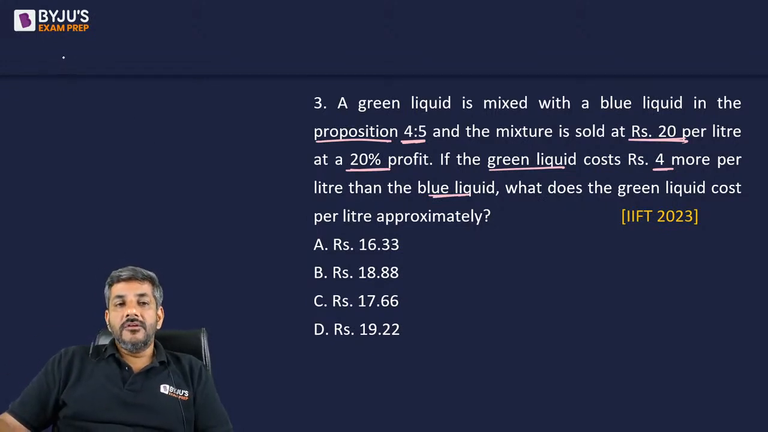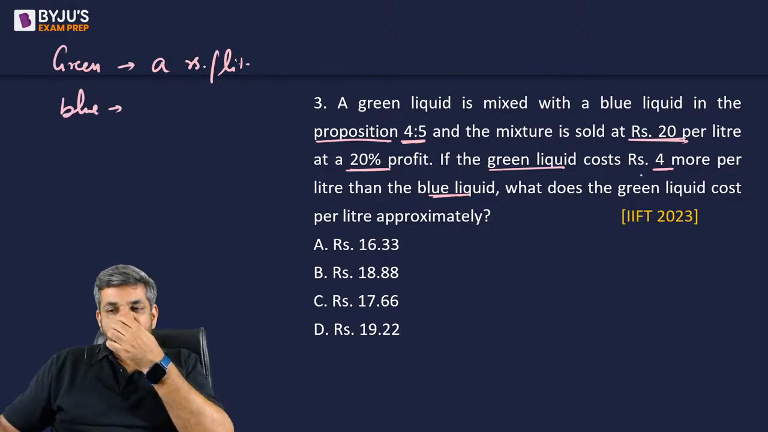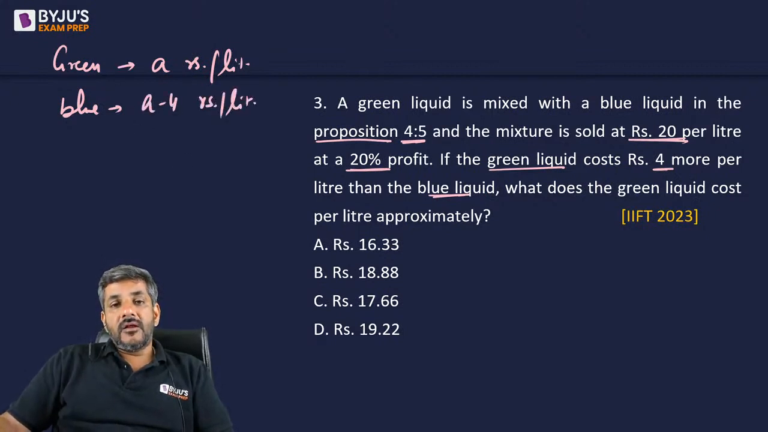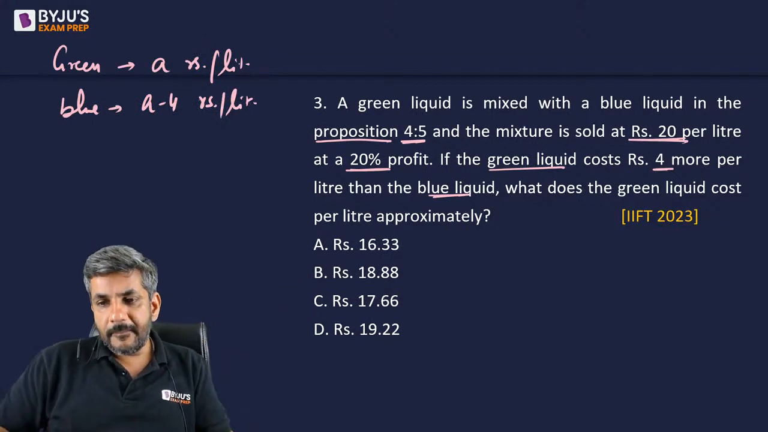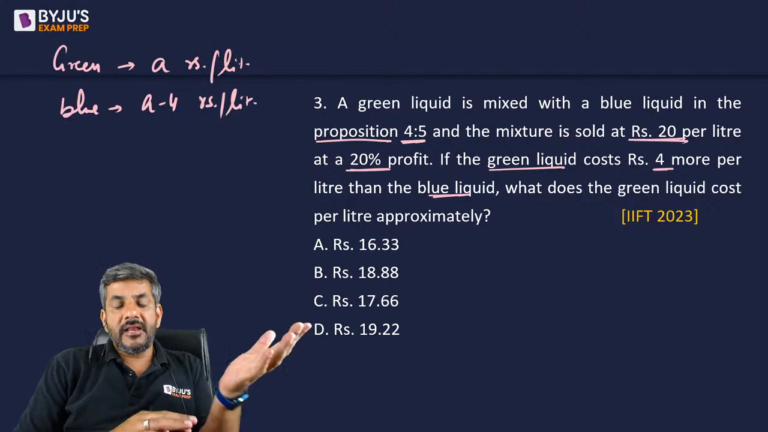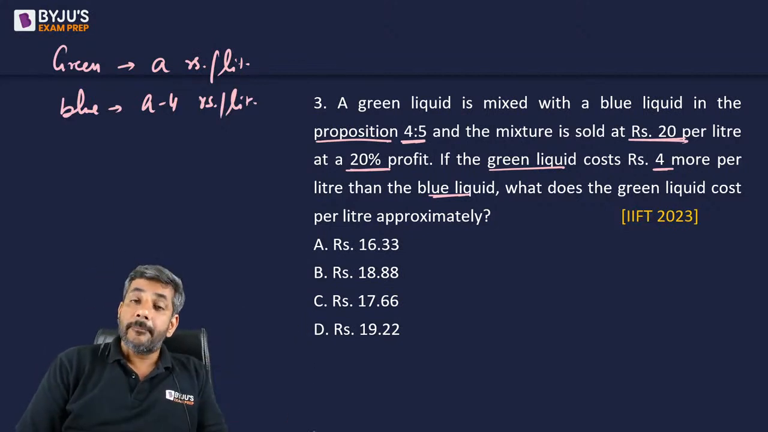Okay. So let us say the cost of the green liquid is A rupees per liter. Can I say the green liquid costs 4 rupees more than the blue liquid? That means the cost of blue liquid would be A minus 4 rupees per liter. Now there is an important point here. Why did I assume the price of green as A and blue as A minus 4? Can't I take blue as A and green as A plus 4?